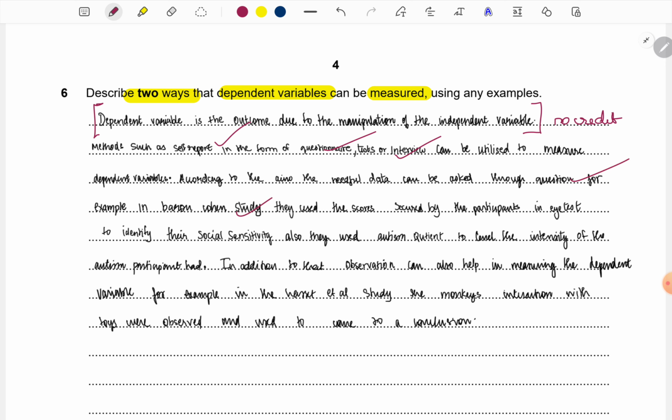Then she gives the example of Baron-Cohen study. They use the scores by participants in the ICE test to identify social sensitivity, and they use the autism question scores to test the intensity of autism the participant has. This is good. She has identified the correct way of measurement, and she has given a relevant example from Baron-Cohen study. So here definitely she'll get 3 marks.